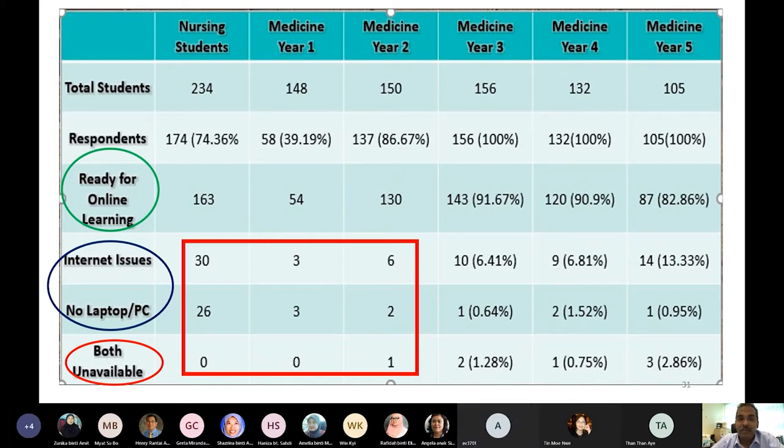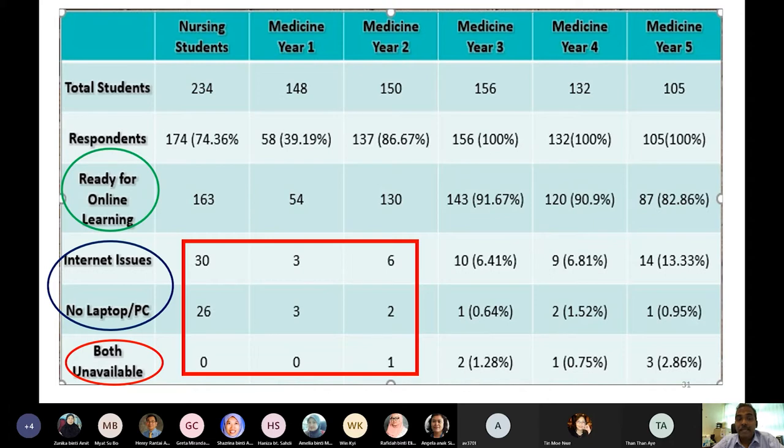Shaz, if medical education is actually going to do this for the coming academic session, I would suggest that we break up nursing students into year one, year two, and year three, just like how we did for medicine, so that we will know what the distribution is, which year is having the problem and so on, instead of grouping them all together in one pile. So that's just my suggestion. I'm sure the faculty will do this for the coming session.